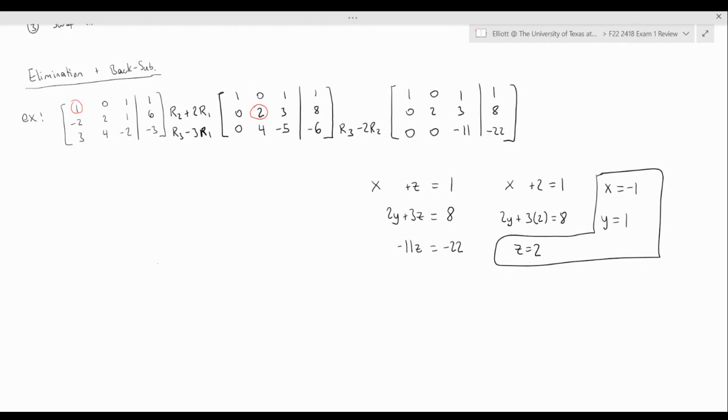So I guess the reason why they call it back substitution is because you're starting with the last equation, you're solving it, and then you're substituting what you found back into the previous equations, and that's what backward substitution is, okay? So this was an example where we got a unique solution.